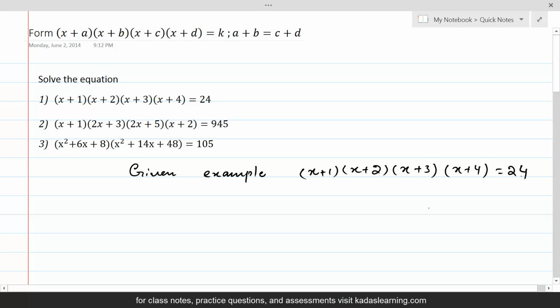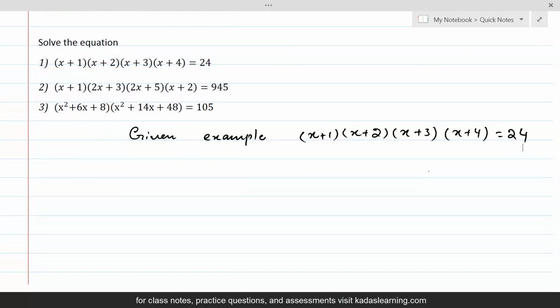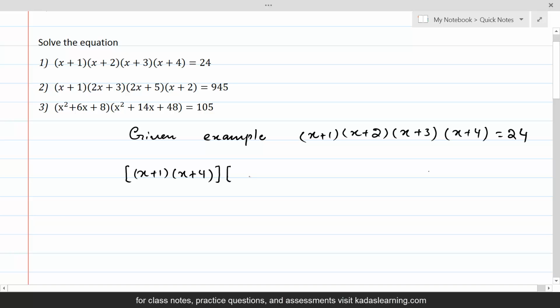Now we are going to regroup them in two groups in such a way that the sum of constants in one group is equal to the sum of constants in the other group. So the first group will be x plus 1 into x plus 4, because 1 plus 4 is equal to 5, and in the second group we have x plus 2 times x plus 3, equal to 24.